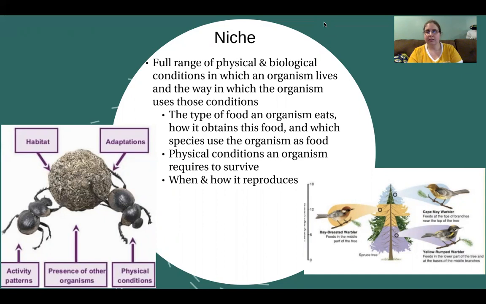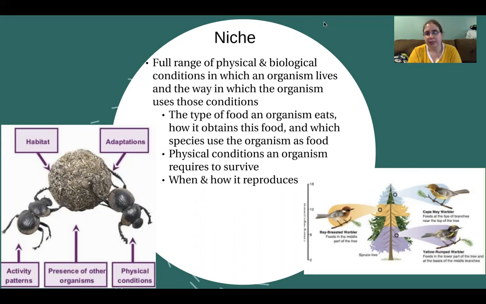So things to consider when we are talking about the niche of an organism is the type of food that it eats. So what type of food does it get? How does it get that food? Does it store it? Does it eat it right away? Does it somehow modify it? Also, which species will use that organism as food? So what is it a prey item to?